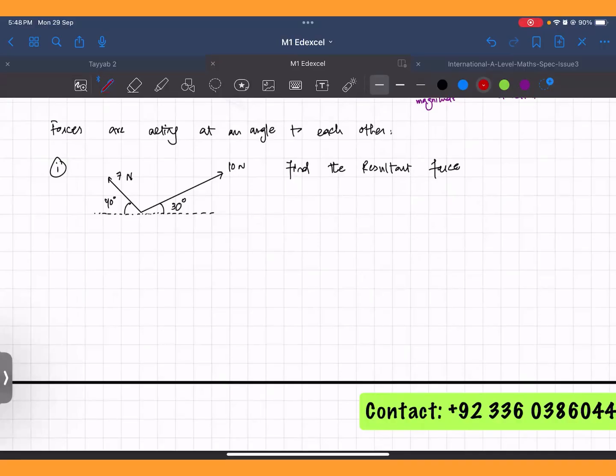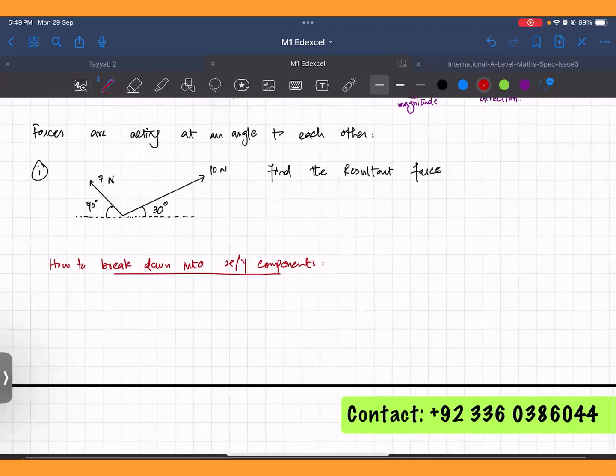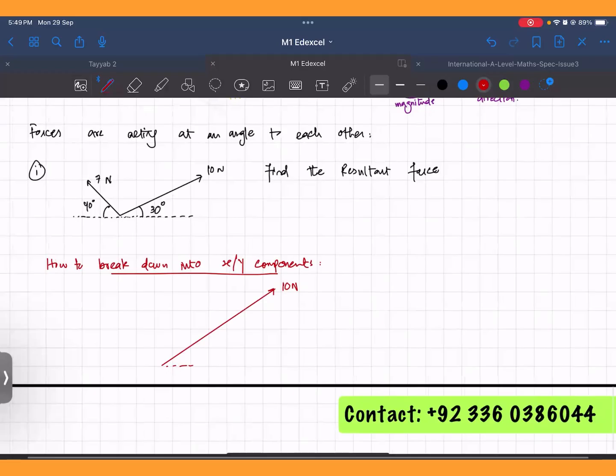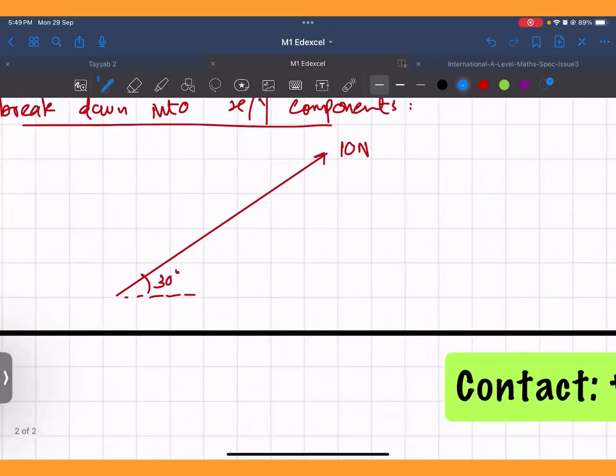How to break down? You use SOHCAHTOA. For the vertical, for the right triangle, it will be sine of 30 equals x over your 10 Newton force. So that's just 10 sine 30. It's just 10 sine 30.